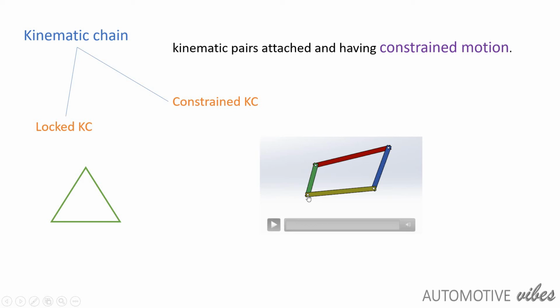For example, here I will fix the yellow link and I will provide input in the green link. Let's see what's the mechanism. It's nothing but the crank and rocker mechanism, which we will see in depth in future. Similarly, in constrained chains, we can form different mechanisms, like we can fix the blue one and crank the other.